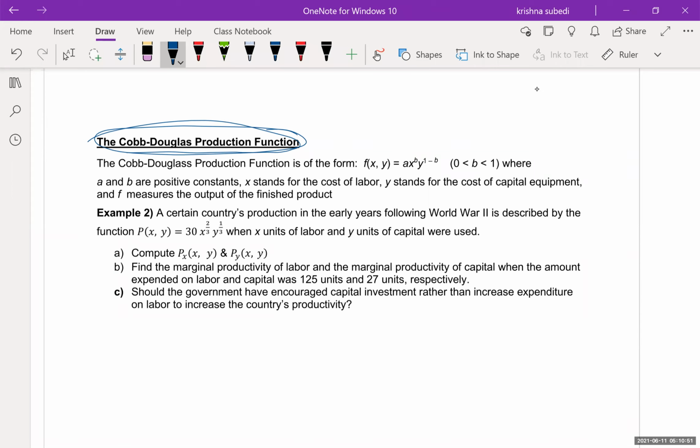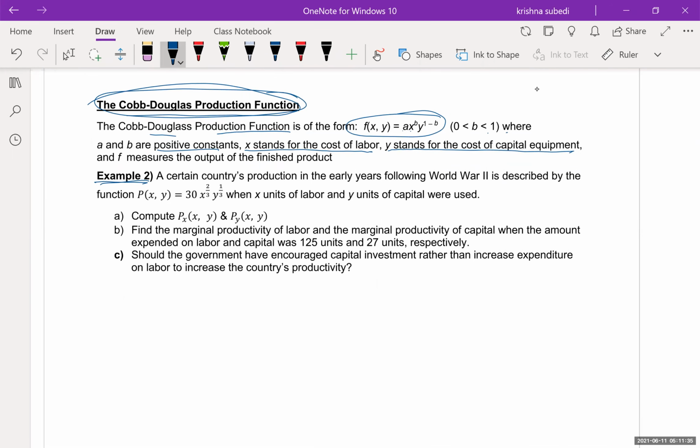The basic function for the Cobb-Douglas production function is given by f of x, y equals a x raised to power b and y raised to power 1 minus b. Notice this, okay, where b lies between 0 and 1, and a and b are both positive constants. x stands for the cost of labor and y stands for the cost of capital. And this function is known as the Cobb-Douglas production function.